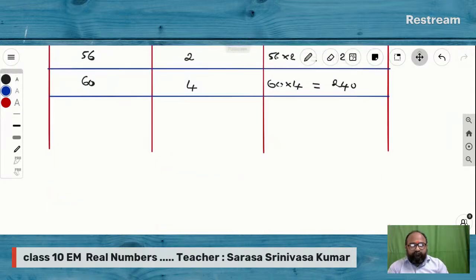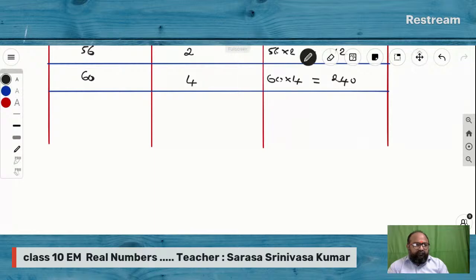Now we consider 70 marks. 70 marks are scored by 4 students. Each student has scored 70 marks. Total number of such students is 4. So 70 multiplied by 4, this is equal to 280.